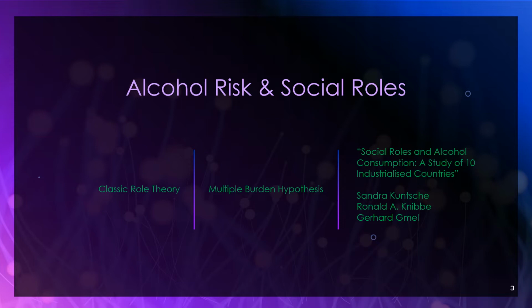The first scientific peer-reviewed article I would like to talk about is called Social Roles and Alcohol Consumption, a study of 10 industrialized countries. Kuntsche et al. 2009 described two conflicting theoretical perspectives about alcohol and its association with social roles. The first theory, called classic role theory, suggests that the more social roles a person holds, the more his or her life is structured by meaningful activities that others expect one to engage in.